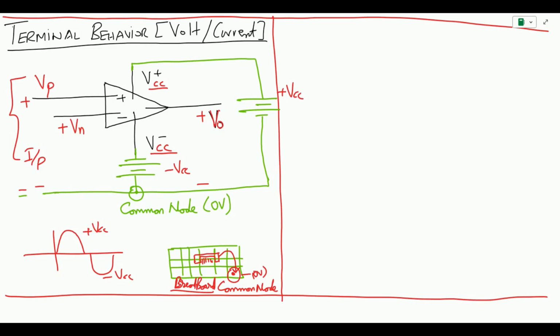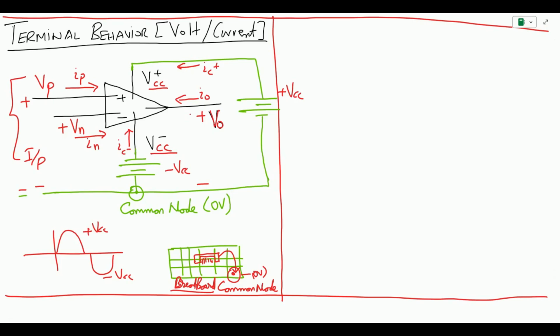Now what about the currents? All the currents generated by these voltages Vp, Vn, VCC, minus VCC and Vout are going to be entering into the op amp. So for all the currents generated by the voltages, the current is going to be inside the op amp. The current generated by Vp is Ip, the current generated by Vn is In, the current generated by the output is Io, the current generated by plus VCC is Ic plus, and the current generated by the negative voltage source is Ic negative. So we assume that all the currents generated are entering into this.